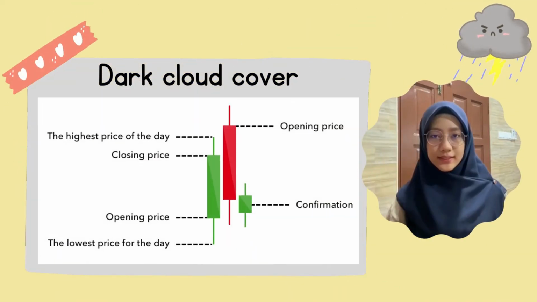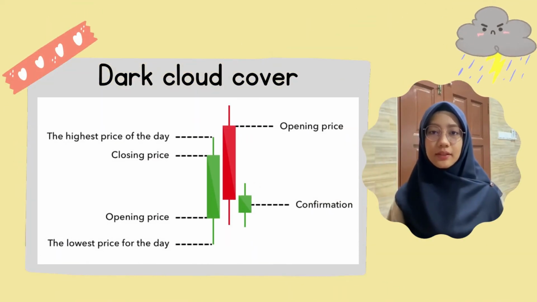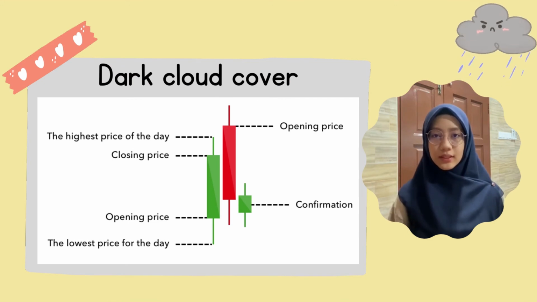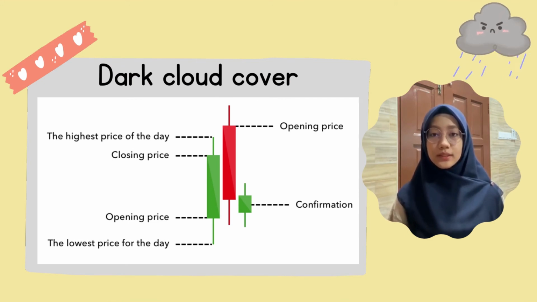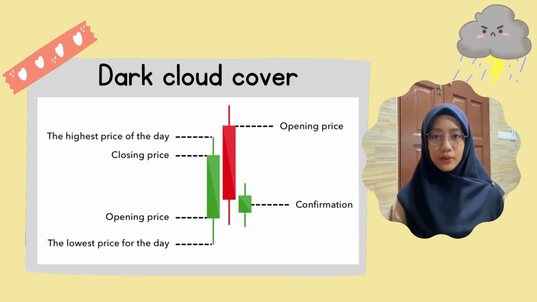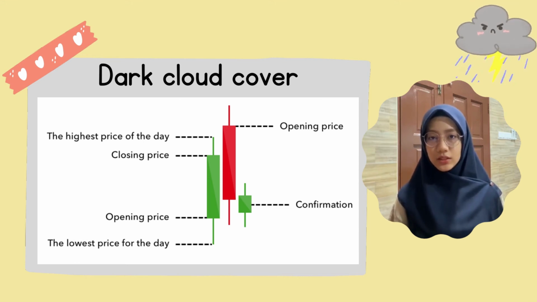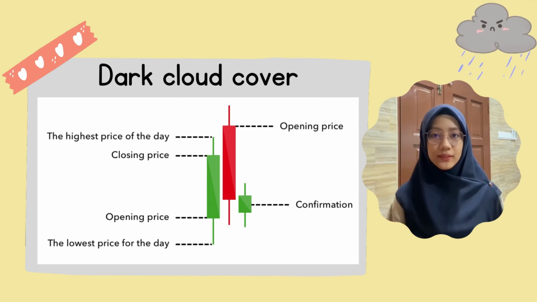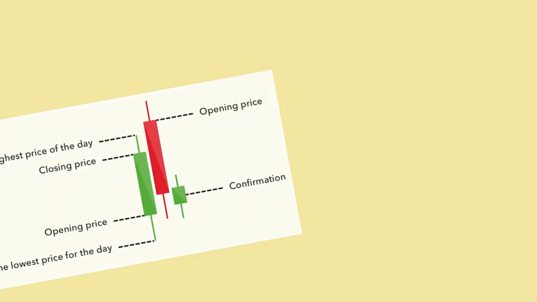The dark cloud cover candlestick pattern indicates a bearish reversal, a black cloud over the positive previous day. It comprises two candlesticks, a red candlestick which opens above the previous green body and closes below its midpoint. It signals that the bears have taken over the session, pushing the price sharply lower.